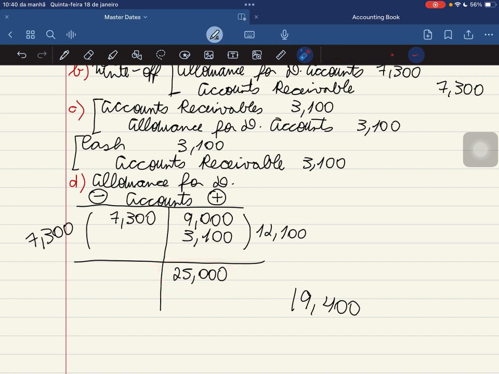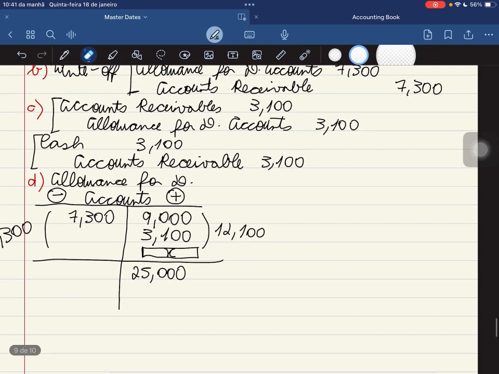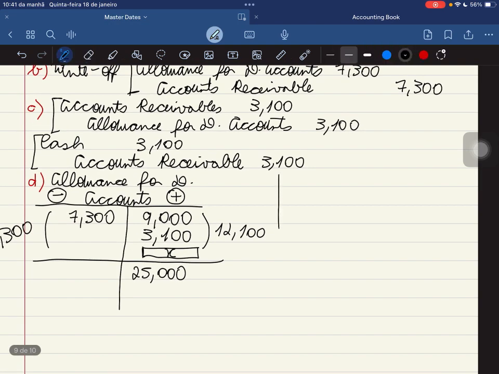Which means that we're actually missing something. We have to add something in order to become 25,000. So the number that we're looking for is on this side. And I like to call it X. This X is the bad debt expense that we are actually looking for.